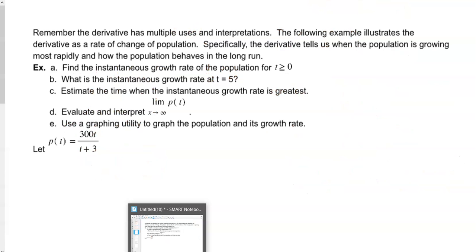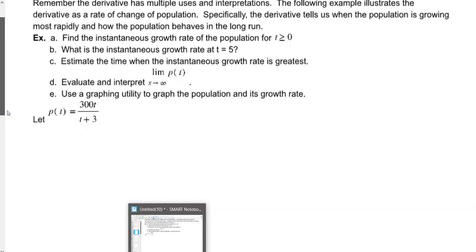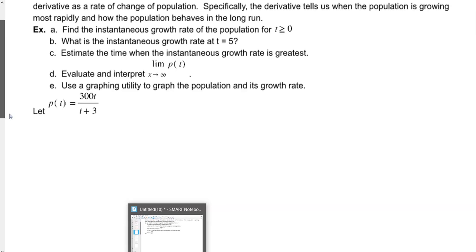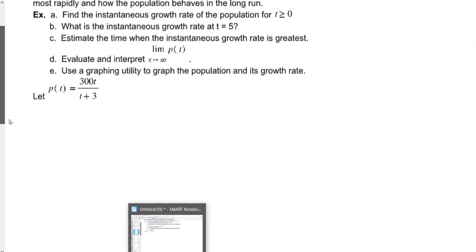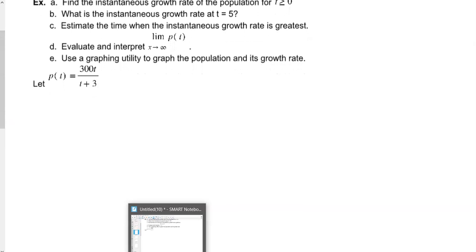Okay. All right, moving right along. Now we're getting into an application here. Remember that the derivative has multiple uses and interpretations. The following example illustrates the derivative as a rate of change of population. Specifically, the derivative tells us when the population is growing most rapidly and how the population behaves in the long run. So we need to find the instantaneous growth rate of the population. Instantaneous. Hopefully you're reminded that that is the derivative of our function.